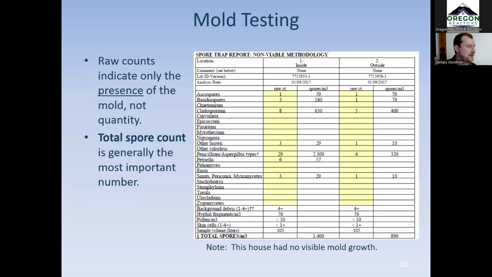This is one example of a chart that you might see for mold testing. Without getting into the numbers too much, the total spore count is generally the most important number. That's the bottom number that has all caps, bolded letters, spore count. So in this case, the inside level is 3,400 and the outside levels are 890. This was a house with no visible mold growth, didn't find anything. You might say, well, how could it be that much higher?